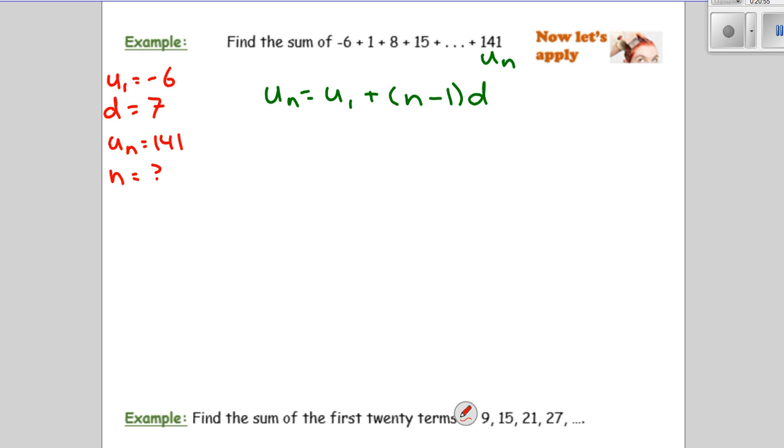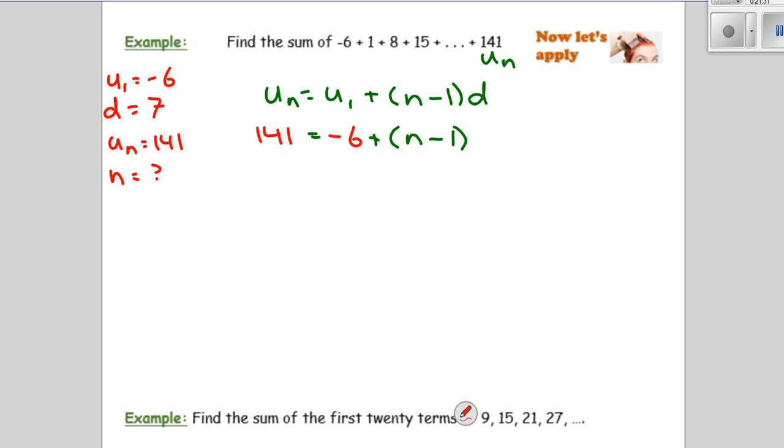u of n is 141. u of 1 is negative 6. Plus, we don't know what n is, so let's leave that as n. And why is u of n 141? Oh yeah, because notice it's the last term in the sequence. The u of n term. Because we want to know what n corresponds with that term. Like what term is it? Is it the 70th term? Is it the 40th term? Or the 31st term? So we're going to solve for n. And we know that d is 7.